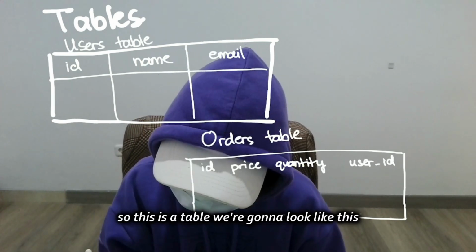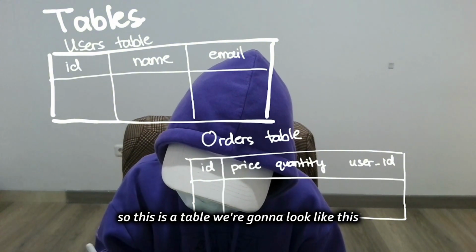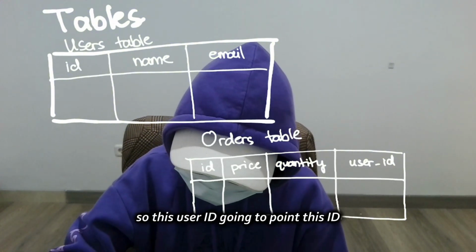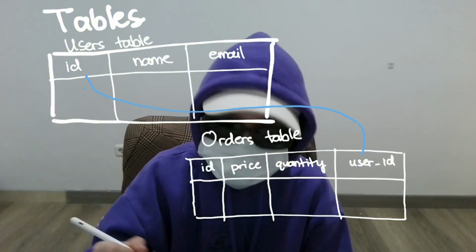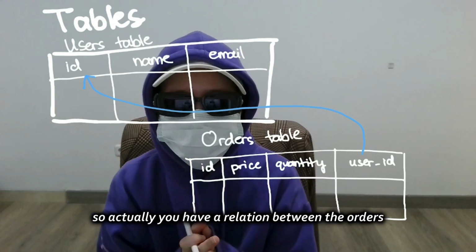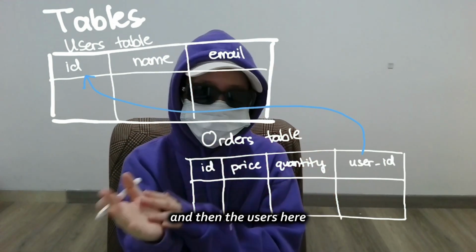So this is a table, it's going to look like this. This user ID is going to point to this ID. So actually, you have a relation between the orders and the users here.